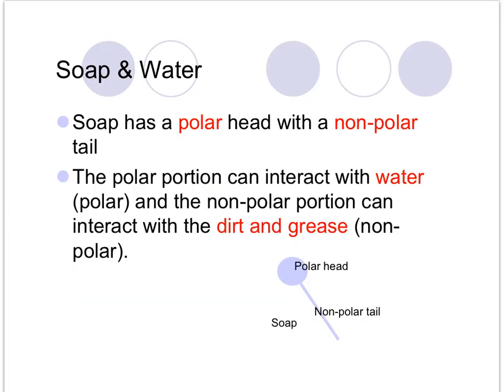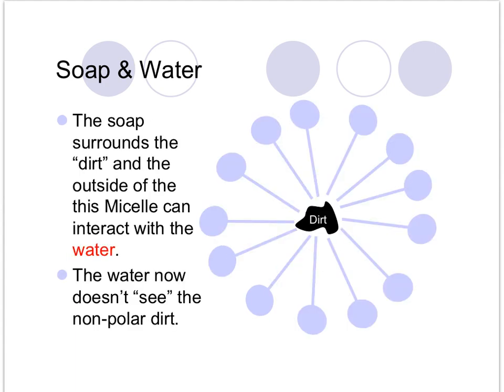Let's talk about soap. Soap is a unique molecule that has both a polar end and a nonpolar end, and because of this, it is an excellent cleaning agent. The polar portion can dissolve anything that is aqueous, meaning dissolved in water, and the nonpolar end can dissolve anything that is of dirt or grease, nonpolar molecules. The soap surrounds the dirt, and the outside of this unique structure called a micelle can interact with the water. The water does not see the nonpolar dirt.